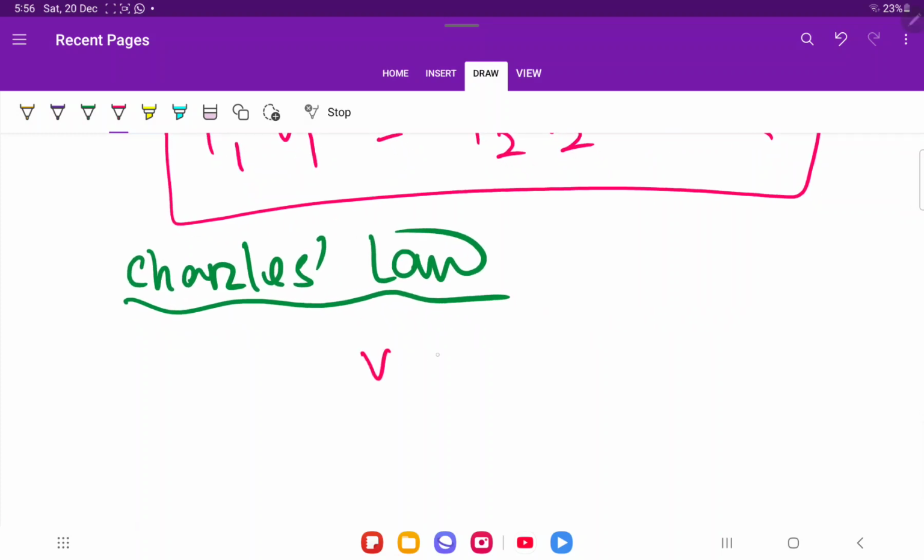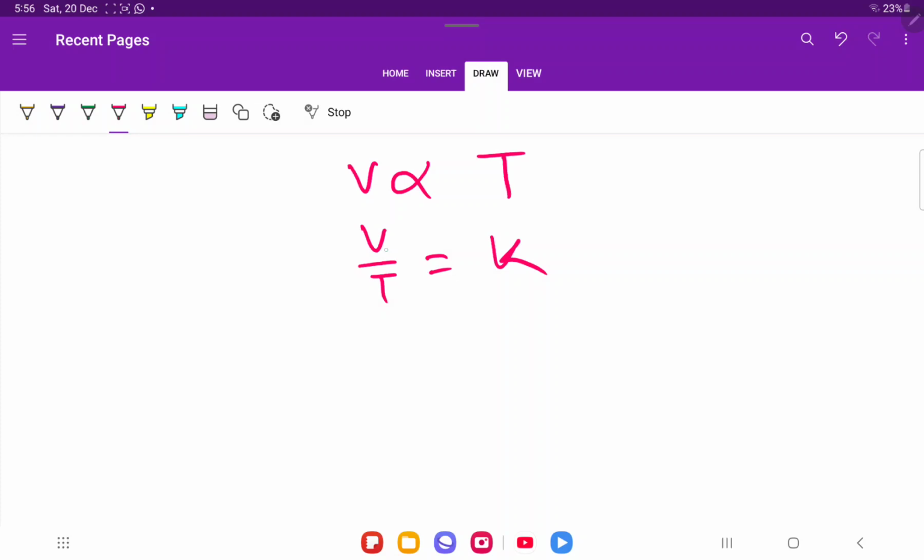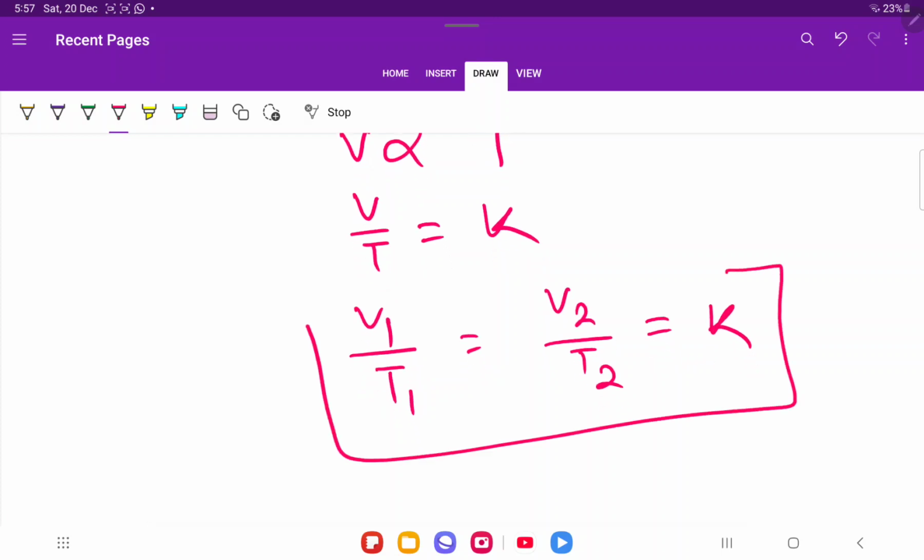So here it will be V directly proportional to T, right? So basically we can write it like that, V by T equals K, where K is the constant. So if the initial volume is V1 and the initial temperature is T1, then the final volume will be V2 and the final temperature will be T2. So V1 by T1 equals V2 by T2, which is constant, right? So this is the Charles's law equation.